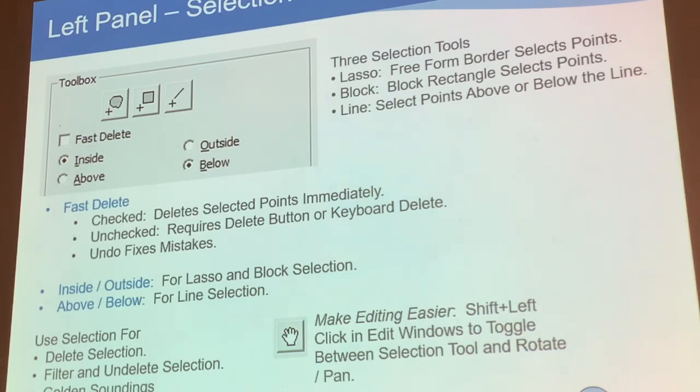So like over here, the 3 editing tools you can use, the selection tools is the lasso, the box and the line. So for the lasso is you can do a free selection. The box is just a rectangle. And then the line is when you just want to draw a line across the data, you'll edit along the line, whatever is touching the line.